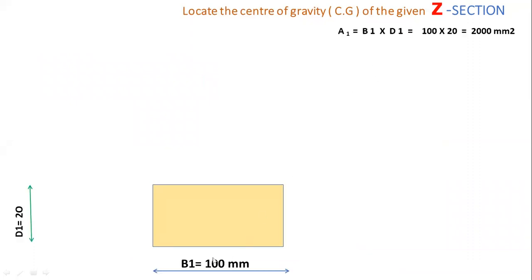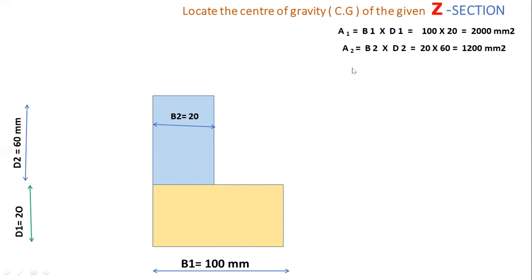Now here A1 is the area of the bottom rectangle. Area of a rectangle equals base into depth. So B1 into D1 equals 100 by 20 equals 2000 mm square, which is the area of the bottom rectangle. And here B2 equals 20 mm and depth D2 equals 60 mm. So A2 is the area of the middle rectangle. A2 equals B2 into D2 equals 20 by 60 equals 1200 mm square.